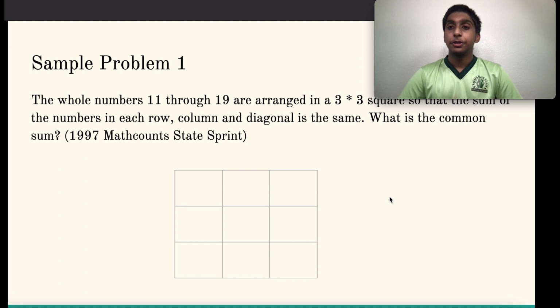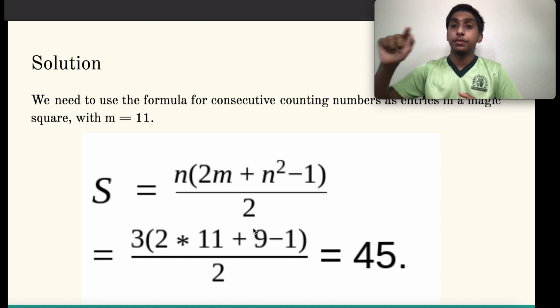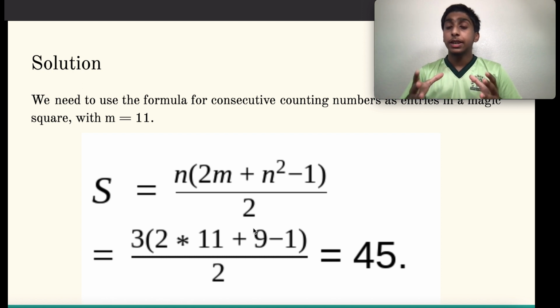Okay, hopefully you took a second to pause and try it out. It's helpful for you. So let's move on to the solution. We need to use the formula for consecutive counting numbers as entries in our magic square with m equal to 11, because we have consecutive counting numbers 11, 12, 13, 14, 15, 16, 17, 18, and 19. If we put them in the magic square, we can use our formula that we learned with m equal to 11.